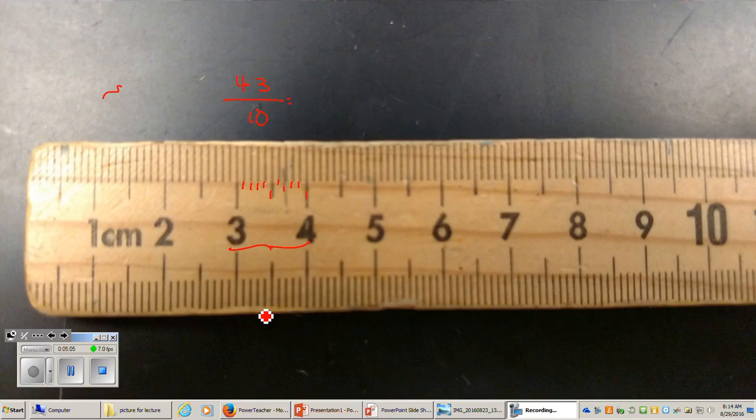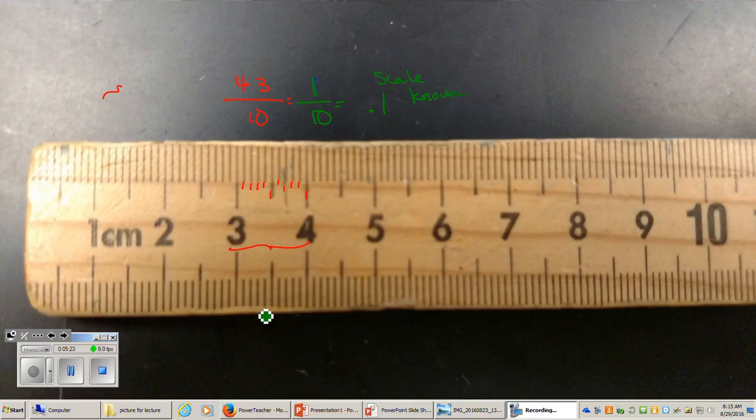4 minus 3 is 1. 1 divided by 10 is 0.1. So this is the scale, and therefore the known value in your measurement.